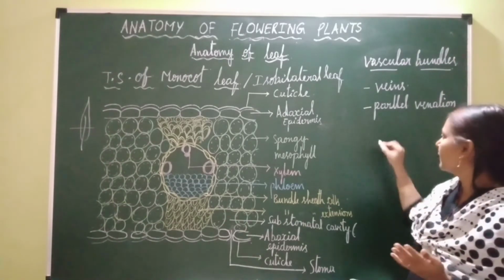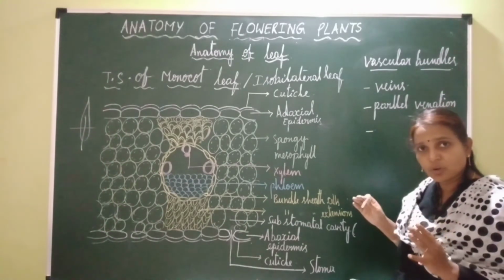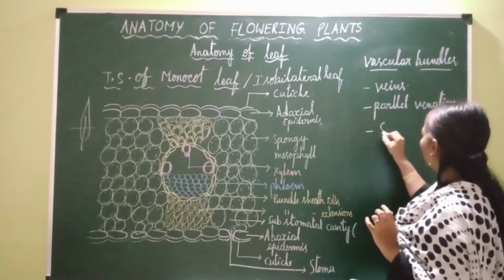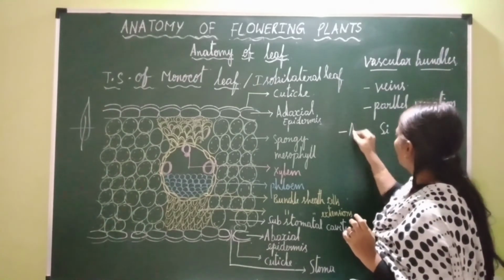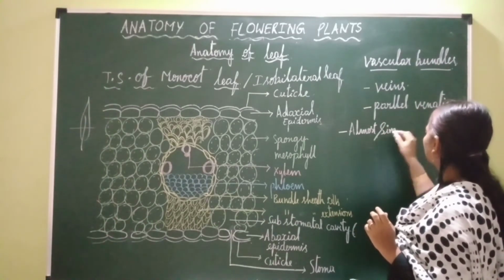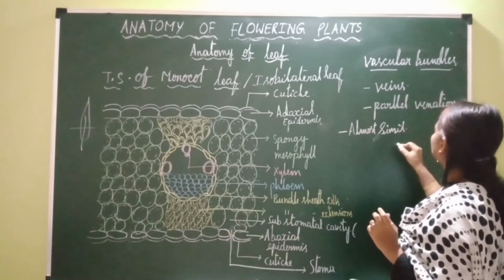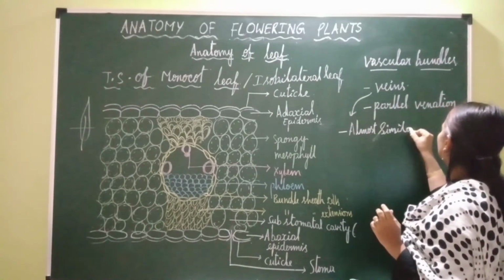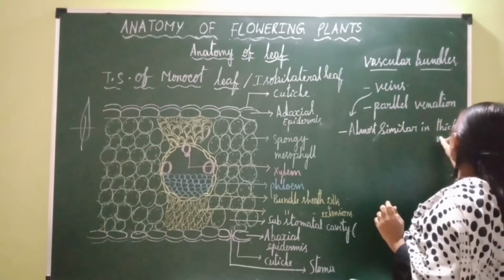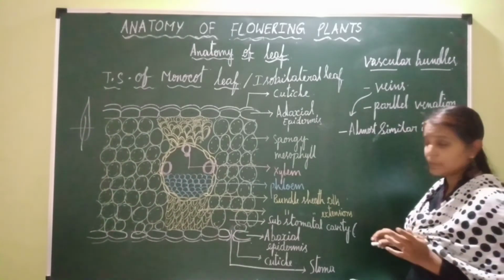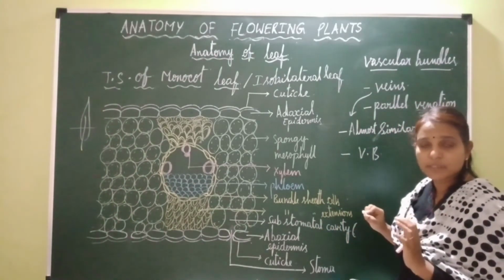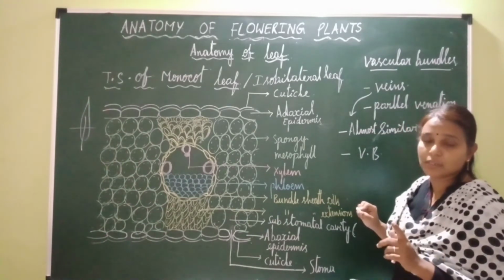So as there is parallel venation, the veins present in monocot leaf are almost similar in thickness. All the veins are almost similar in thickness, right? And hence what happens? Vascular bundles are almost similar in size. The size of vascular bundles depends upon the thickness of the veins present inside the leaf.